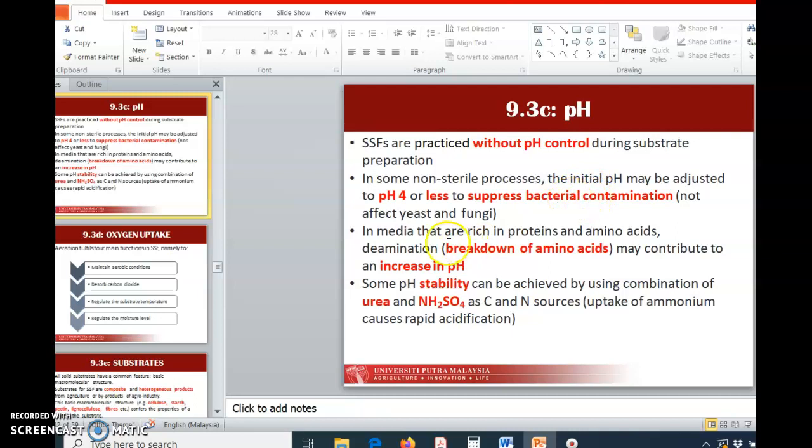pH 4. In media that are rich in proteins and amino acids, deamination or breakdown of amino acids may contribute to the increase in pH. Some pH stability can be achieved by using a combination of urea and ammonium sulfate as carbon and nitrogen sources. These two will act like some sort of buffer, because the uptake of ammonium causes rapid acidification.